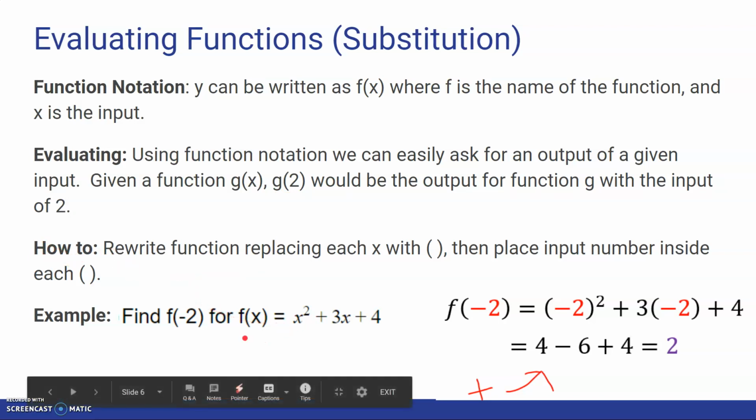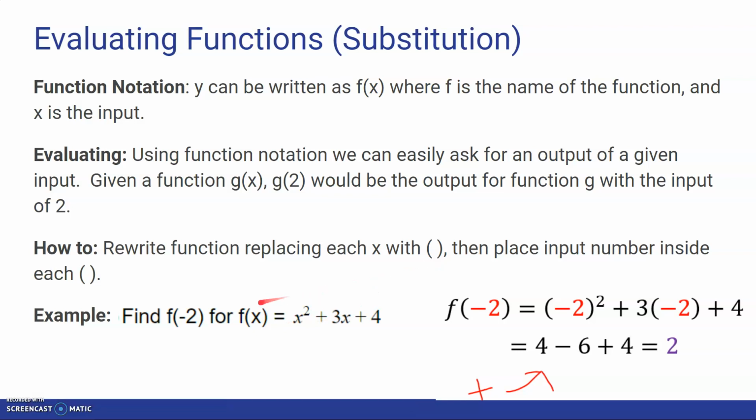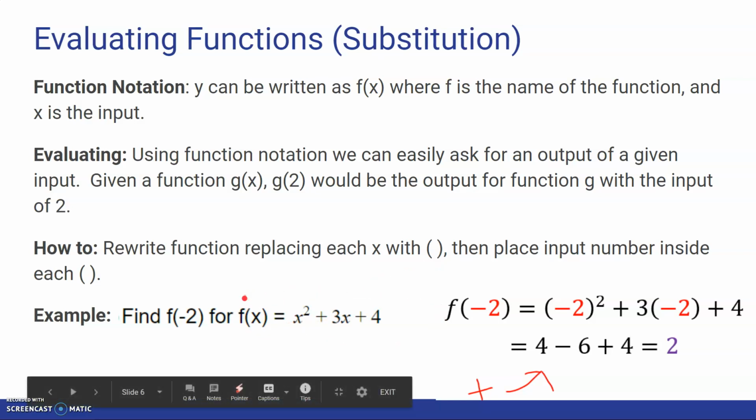You're going to take the equation, so you can look down here. I have an equation, f of x equals x squared plus 3x plus 4, and each x you're going to replace with parentheses. Okay? After you've rewritten the equation with parentheses, and notice even this x, you're just going to leave those parentheses there. Place the input number, so the number that they want, inside each parentheses. So I did that here.